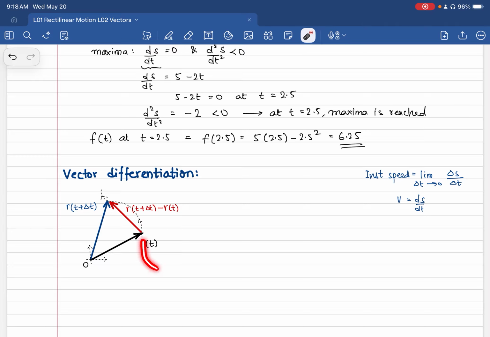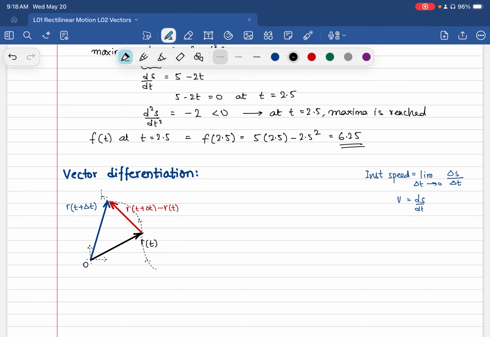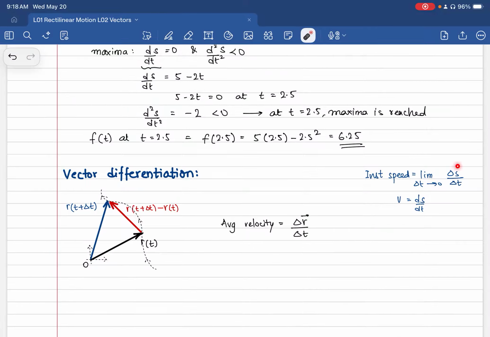Now, this here is a part of the particle or the object that is moving. And what we're now interested in doing is obtaining the velocity. Okay, so we know that the average velocity is going to be delta r over delta t. So as you can see here, speed is scalar, it's a magnitude, while here now with velocity, we're defining it as a vector.